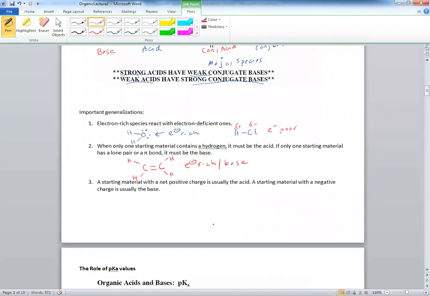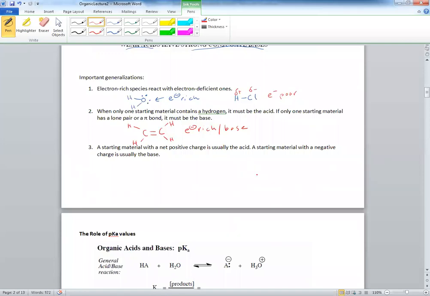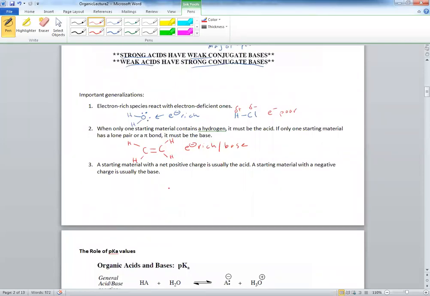Finally, a starting material with a net positive charge is usually the acid. So if you have something that begins with a net positive charge, something like H3O plus, if you start with that, then that must be your acid. And anything that has a negative charge, then that must be the base.